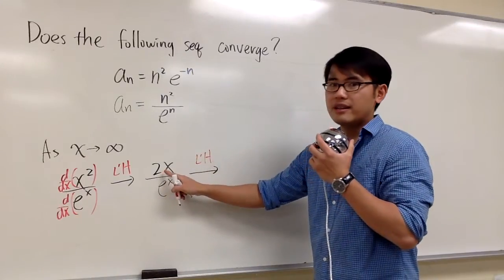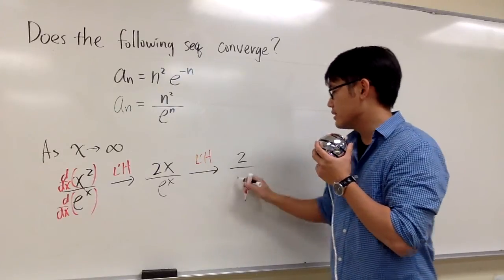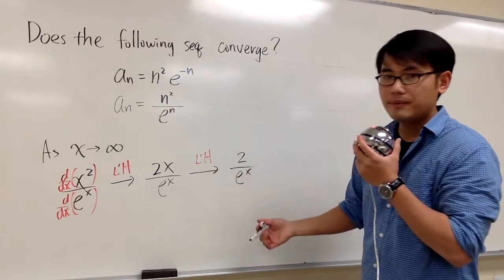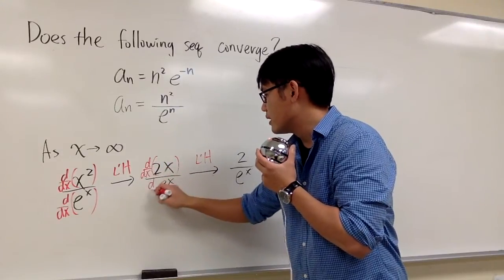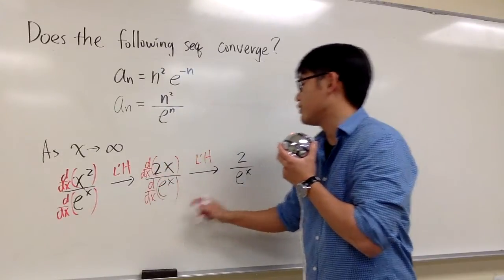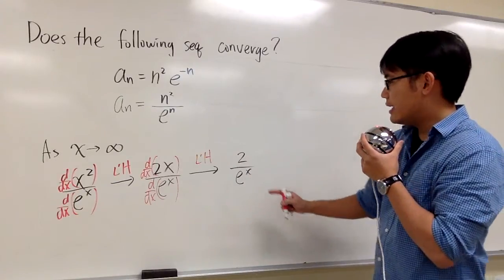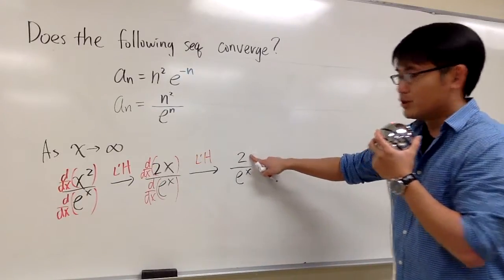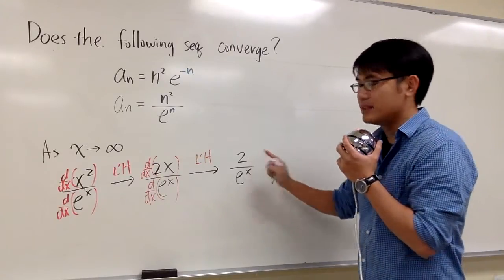And then we'll just take the derivative of 2x, and we get 2. And then the derivative of e to the x will still be e to the x, right? And perhaps I should show you guys the work. We are taking the derivative on the top and the derivative on the bottom. That's how we get the 2 over e to the x. And now what? Should we take the derivative of this again? We should not, because on the top it's just a 2.